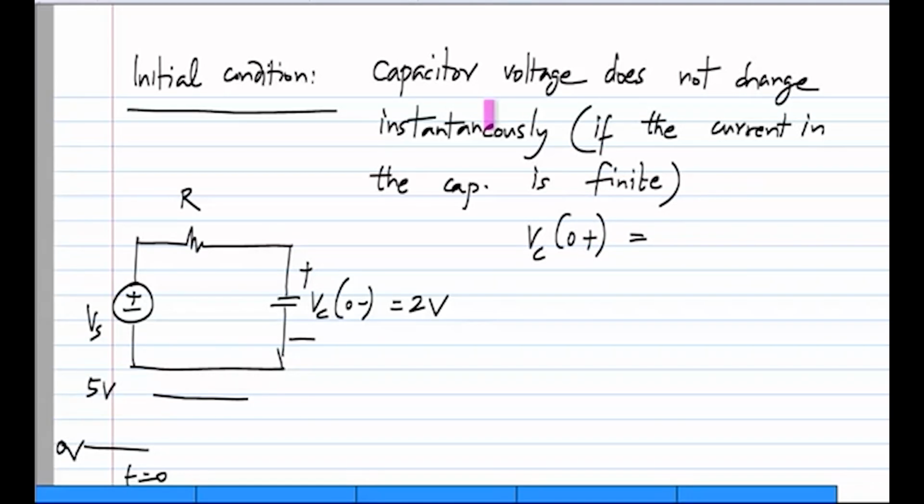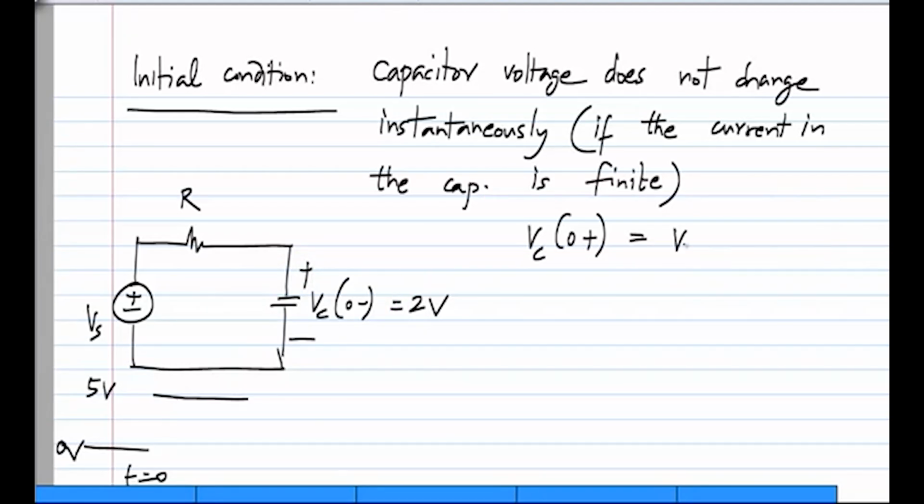this will be the same as Vc of 0 minus, because we cannot have infinite currents in this circuit. If there is an infinite current through the capacitor, then that infinite current also flows through the resistor, which means that there has to be an infinite voltage across the resistor. We will assume that our Vs is finite, so we cannot have infinite currents in a case like this. Later we will see circuits where that can happen, but in this circuit it cannot.